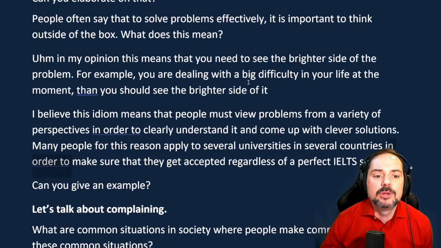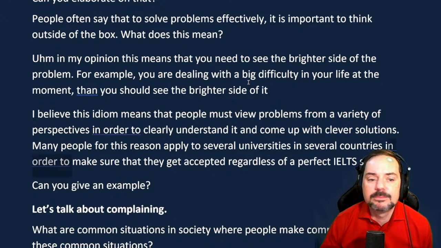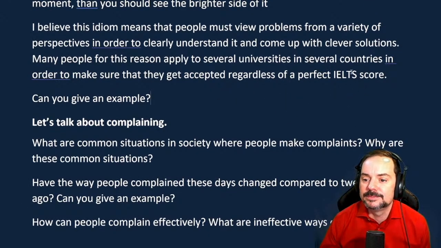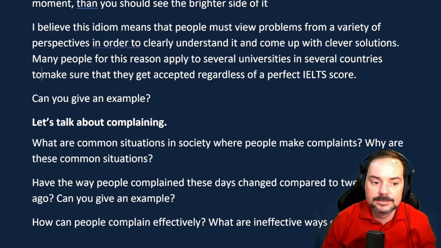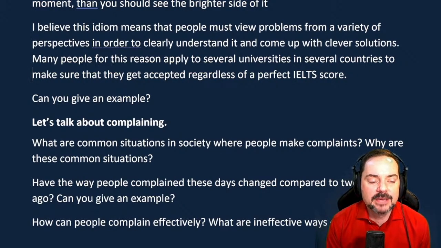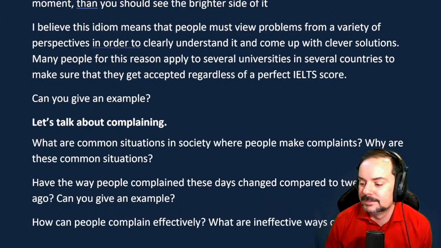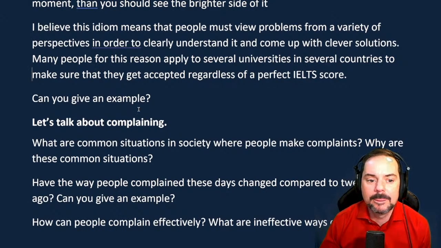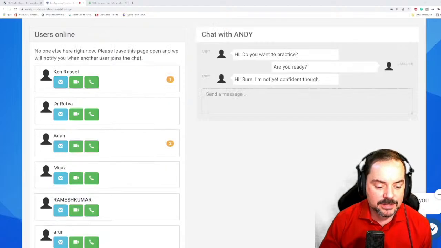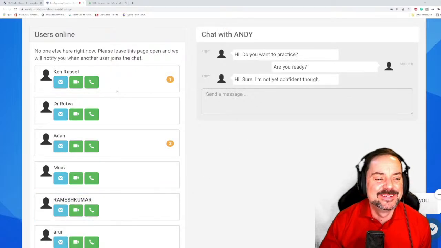Here's the question again. People often say that to solve problems effectively, it is important to think outside the box. What does this mean? Just give the same answer, Andy, as what I gave. Did I lose Andy? Not sure. I don't hear you, Andy, so I might have lost you. I'm not sure what happened to the connection, just with the repetition there. Maybe you got disconnected. That's okay, though.